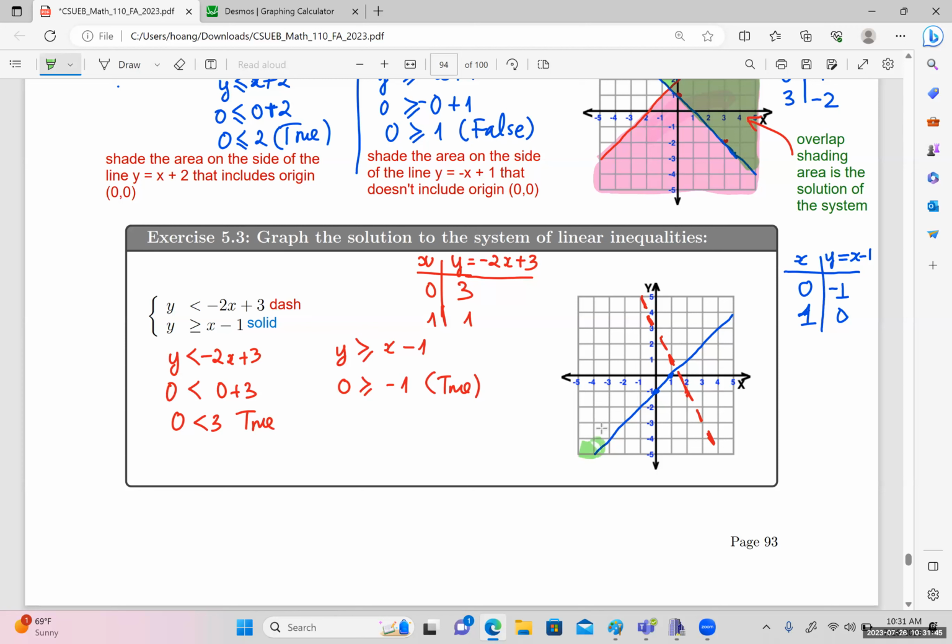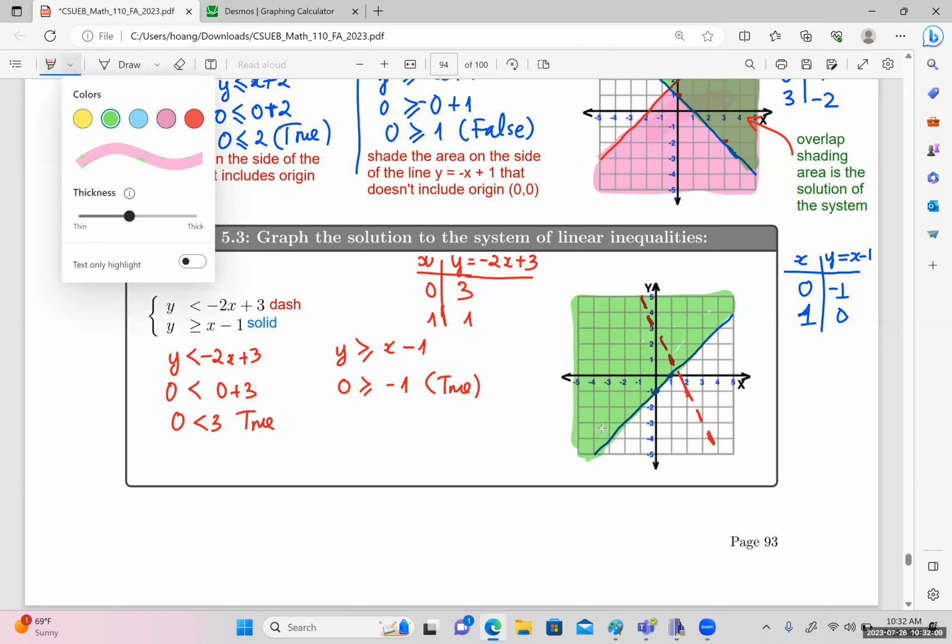Okay, so for the blue one, go, go. It's like you're painting the house, right? Okay, next. Okay, I'm going to use this one. The next one will include the 0, 0, right? So the red for the red.